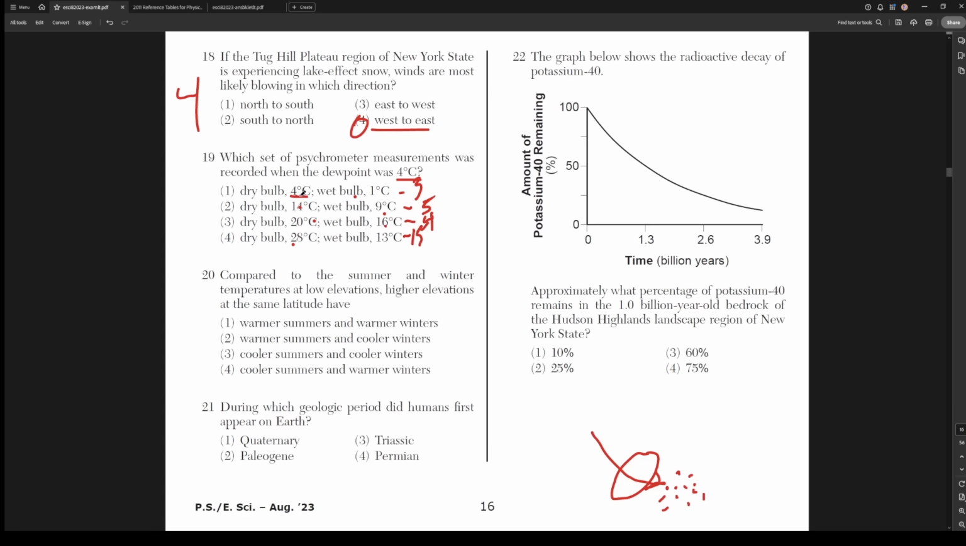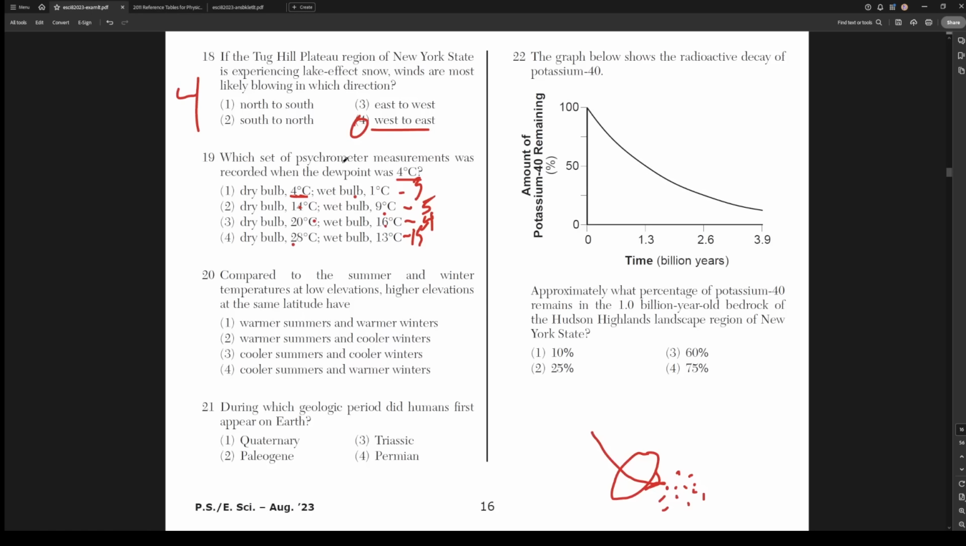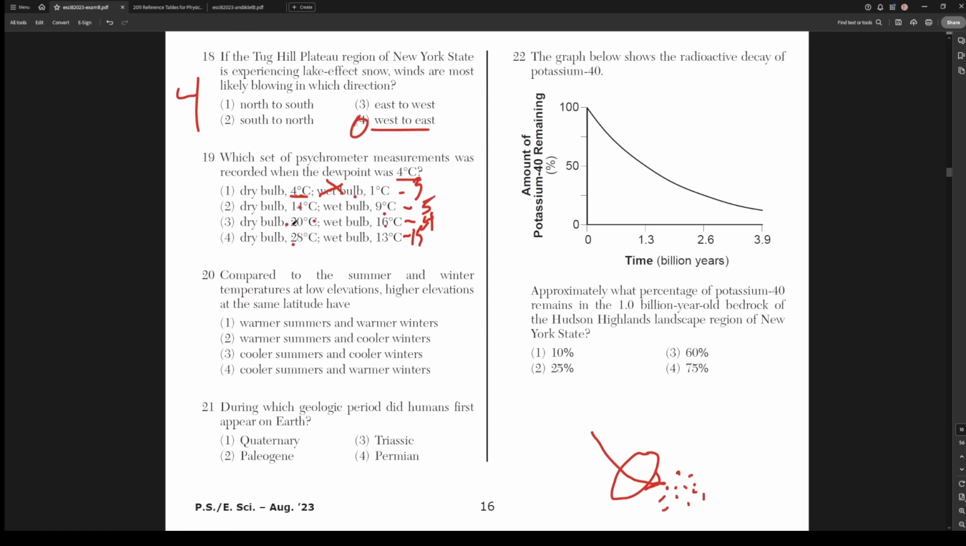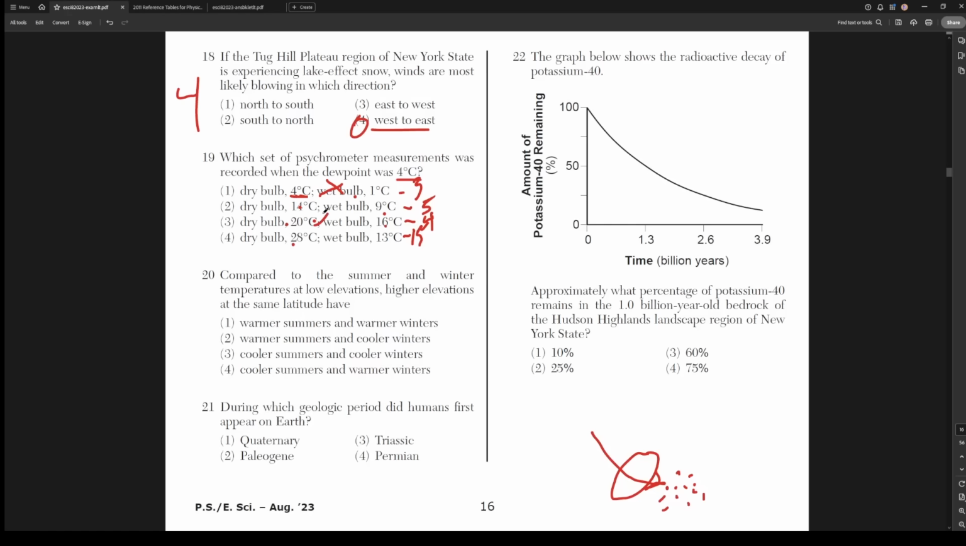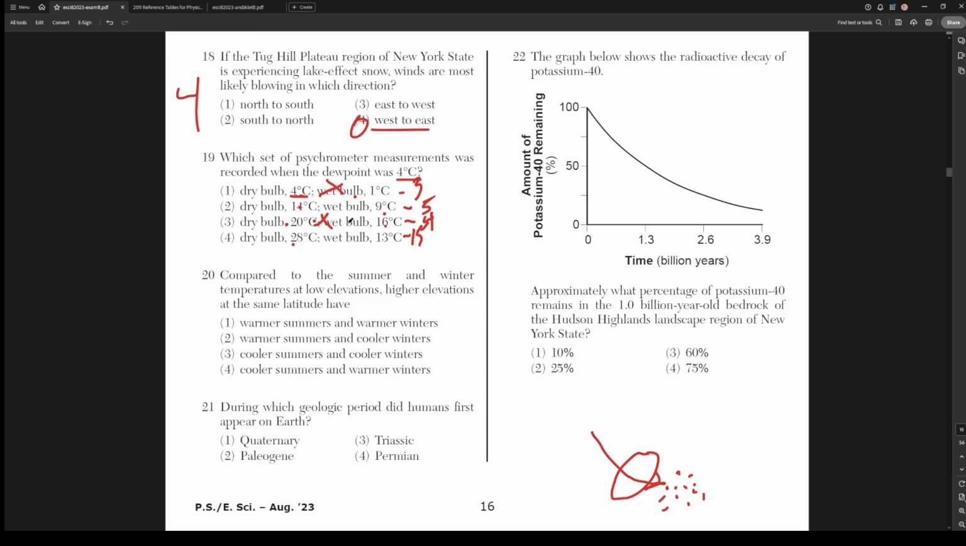So dry bulb 4, difference of 3. Dry bulb 4, 0, 1, 2, 3. Negative 4, is that the dew point? No. So this one's wrong. Dry bulb 14, difference of 5. Dry bulb 14, 0, 1, 2, 3, 4, 5. Yes, that one's good. Dry bulb 20, difference of 4. Dry bulb 20, 0, 1, 2, 3, 4. 14, that's wrong. And then dry bulb 28, difference of 15. Dry bulb 28, 15, negative 3. That's wrong. So this worked too.